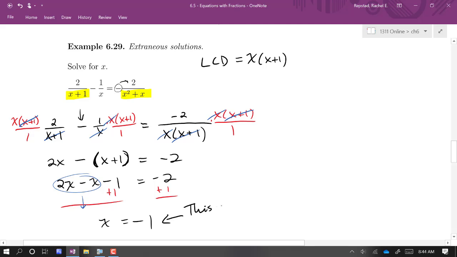So first we're just going to observe that this leads to division by 0 in the original equation.